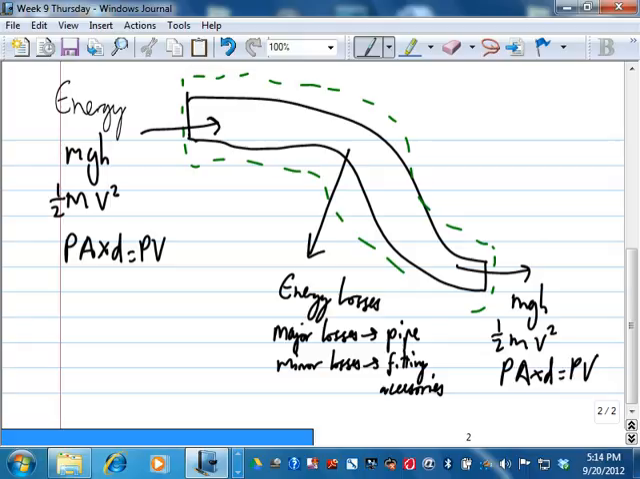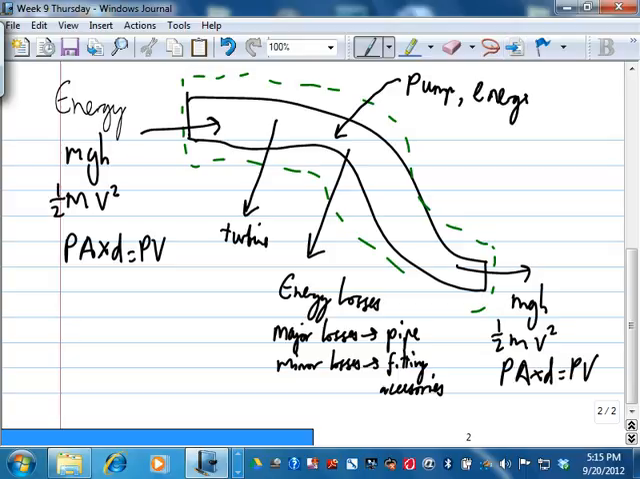You could also have a turbine. If you have a turbine there, you can get some mechanical work out. So work out lives in three ways. Work in is normally a pump. Energy into the system. So that's more or less what we just need to digest a little bit, but that's the main concept.